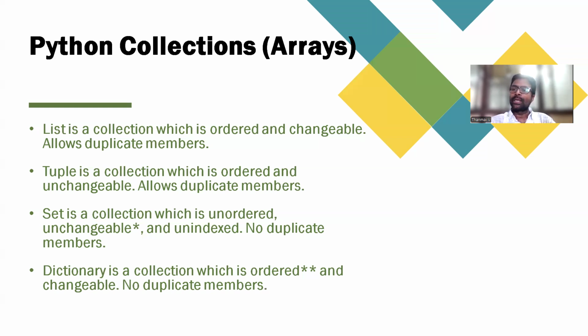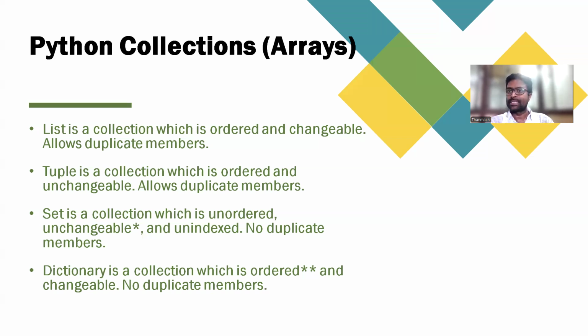And coming to the second one, it is a tuple. A tuple is also the same as a list, but the difference is that in a tuple, you can't change the values of the elements. In a list, we can change the elements, but in a tuple, you can't. That is the only difference between the list and the tuple.